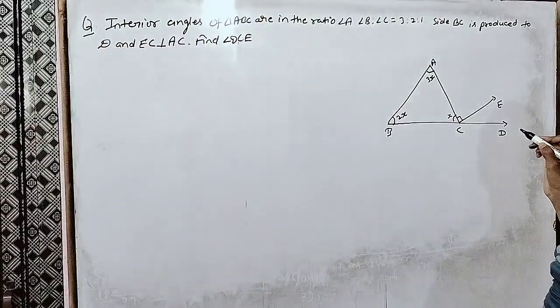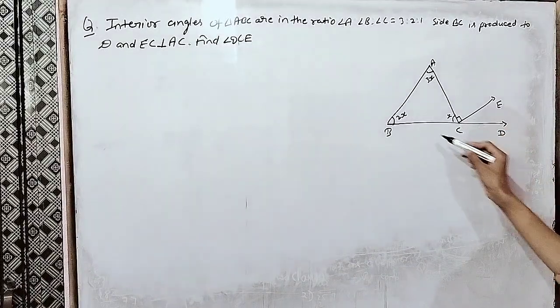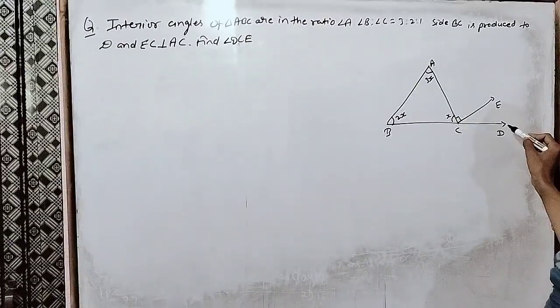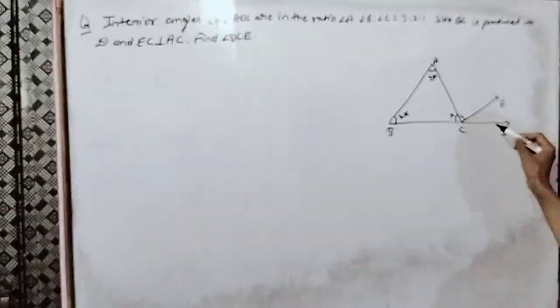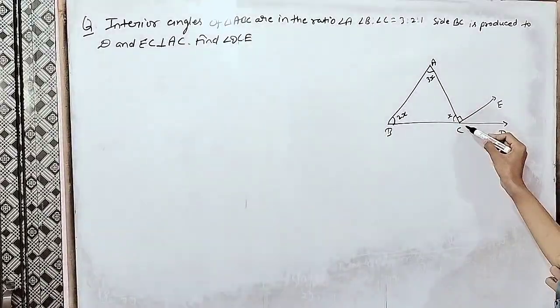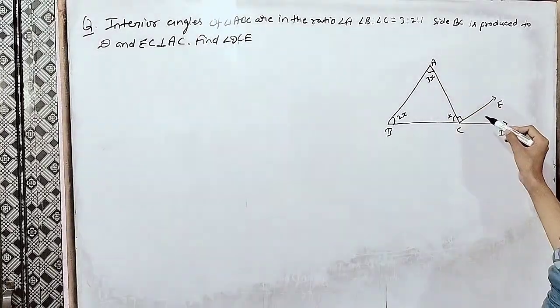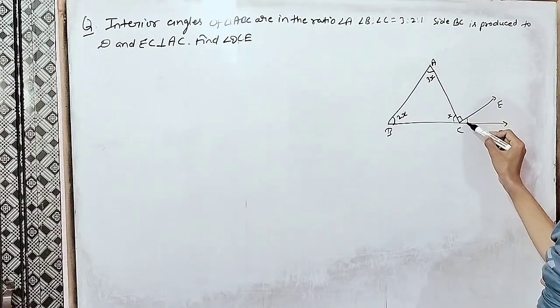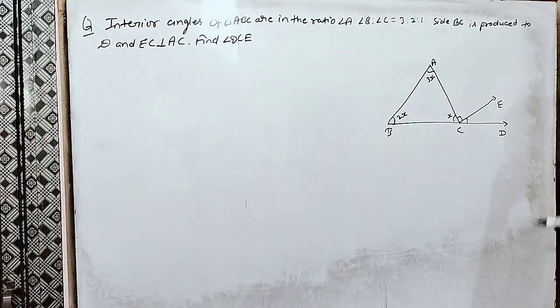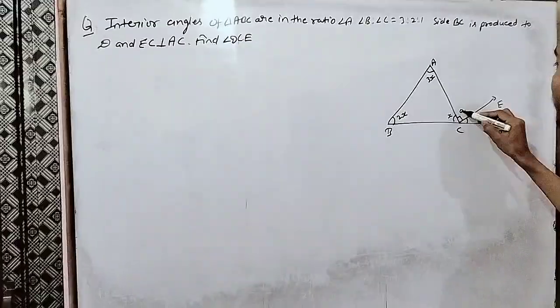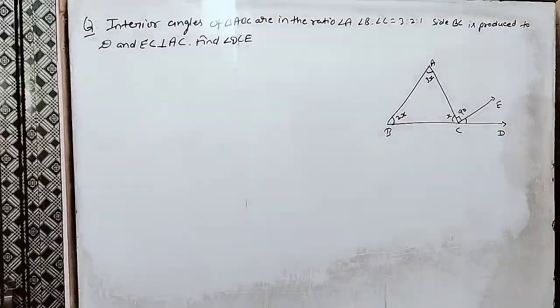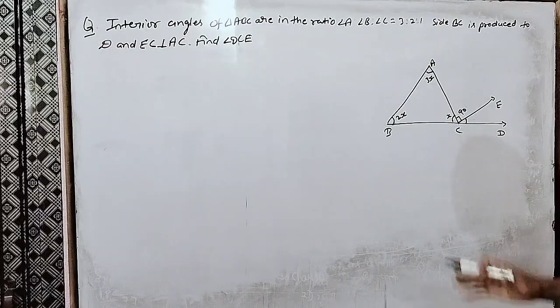Side BC is produced to D and CE is perpendicular to AC. Find the angle DCE. DCE is the main point. How can we say this is 90 degrees? Of course, because it is perpendicular. That is the reason. Okay.